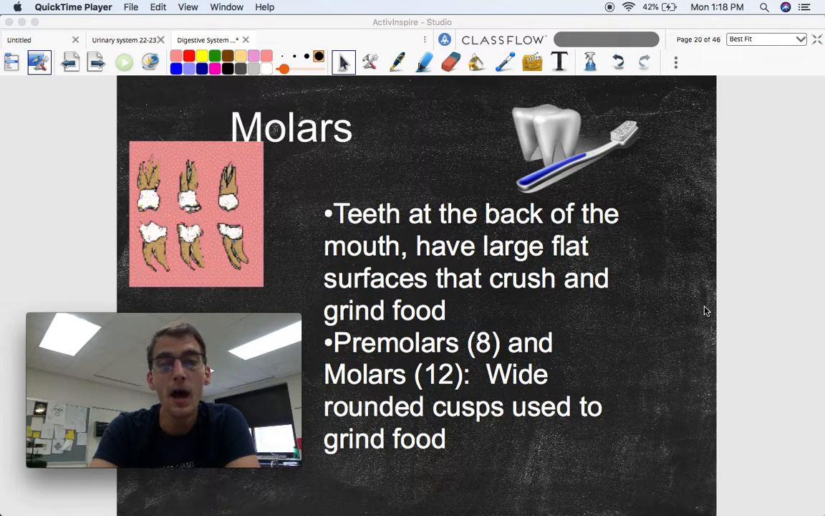But anyway, molars have wide rounded cusps, and they're used to grind food. So you're going to find a lot more molars or molar-like teeth in animals like, say, deer and cows and that kind of stuff, because what do deer and cows usually eat? Well, they eat plants, right? And that's the job of the molars, to break down plant matter and that kind of stuff. Okay.